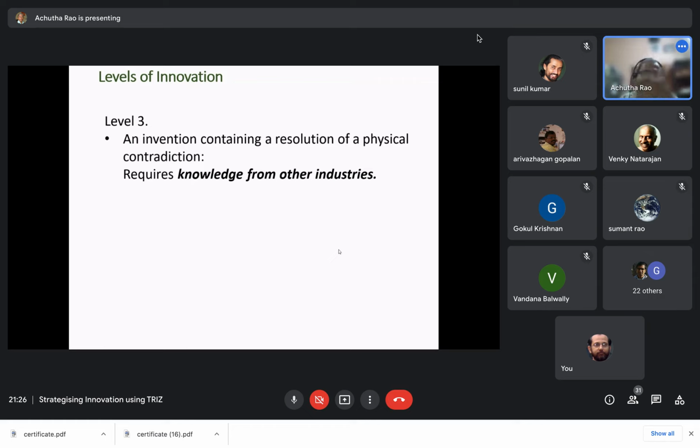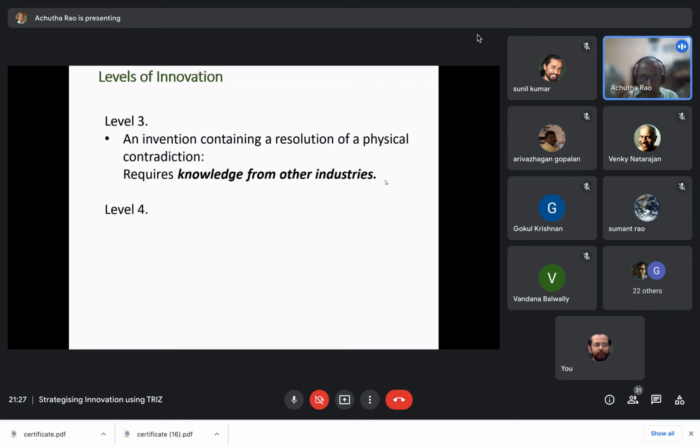Okay, so this is very interesting. Briefly, I hope these examples will make you realize what I'm talking about. So, to resolve a physical contradiction, I need knowledge from different domains or different sciences. So this is the third level of innovation. If you achieve a third level of innovation in your system, it creates a much more serious barrier for your competitor to copy. Okay, this is the advantage.